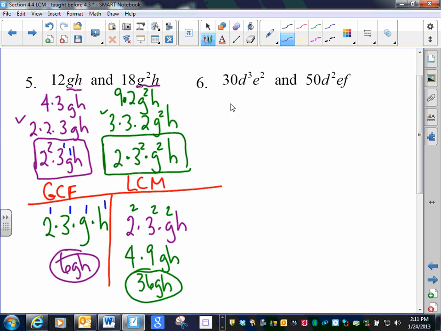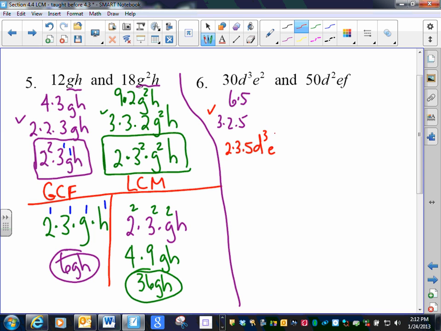Okie dokie. We're going to start with the prime factorization. 30. You can start 10 times 3 or 6 times 5. 6. 3 times 2 times 5. I'm going to prove it back. 5 times 2 is 10, times 3 is 30. We're good to go. I'm going to write it in order from smallest to largest base, and don't forget your variables. They are part of your box.